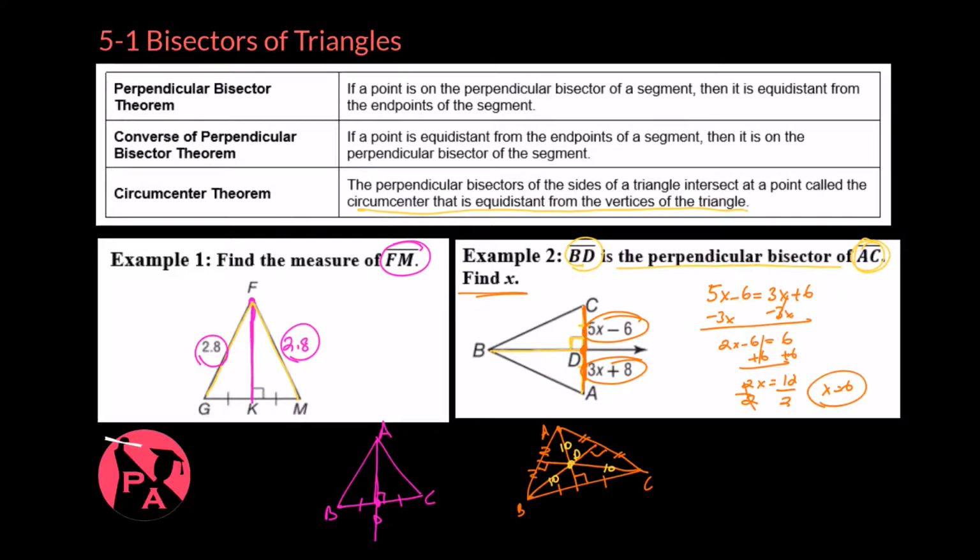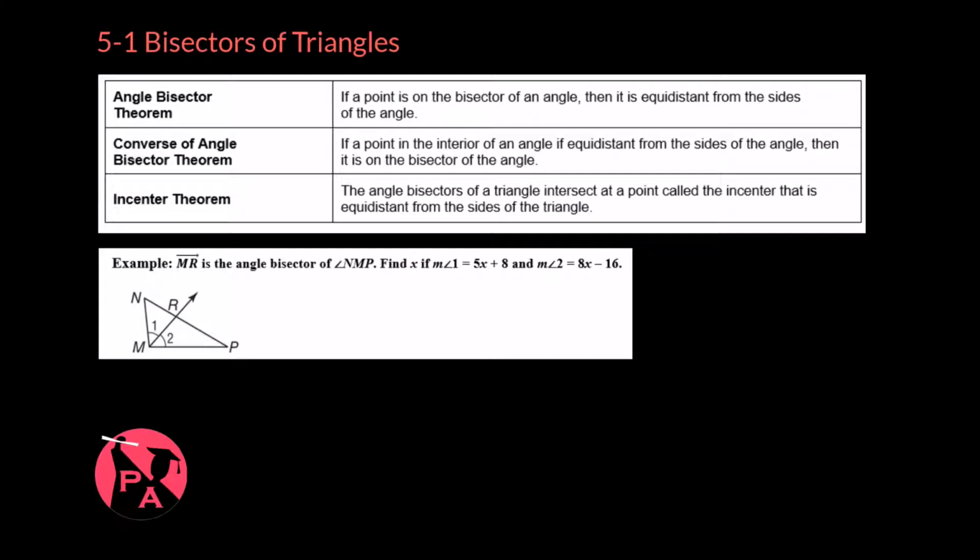So let's go to the angle bisector theorem. This theorem tells us if a point is on the angle bisector, then it is equidistant from the sides of the angle. This time, it's not going to be equidistant from the vertices of the triangle. It will have the same distance from the sides of the angle. Now, let's look at the first example here. It's going to make more sense when we look at the example. Ray MR is the angle bisector of angle NMP.